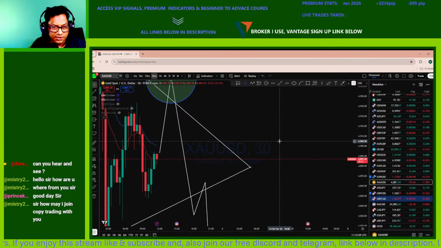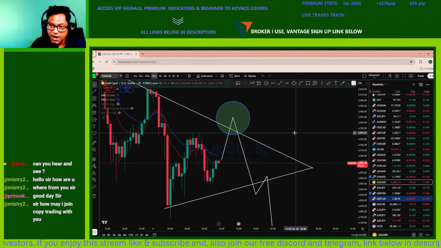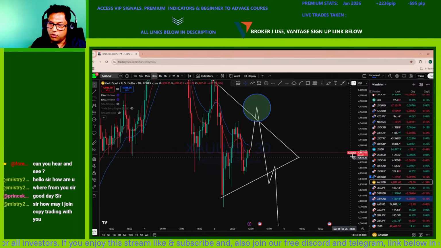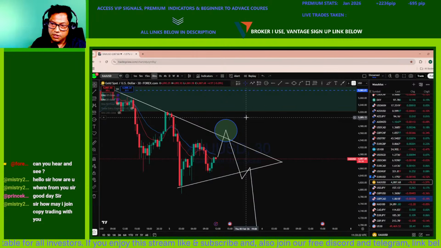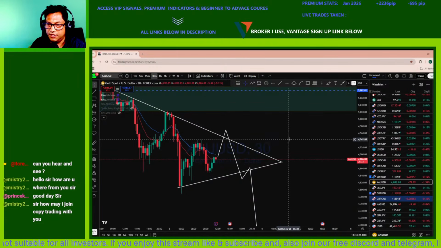Here is what you can see. The market is trying to break the high here and forming a triangular pattern. With this triangular pattern, the price is slowly moving back above in that area.